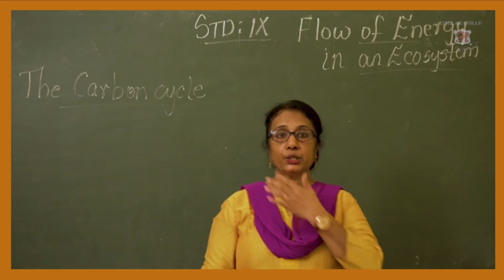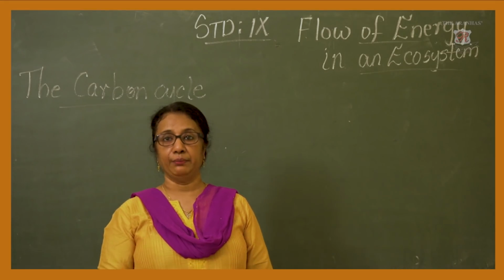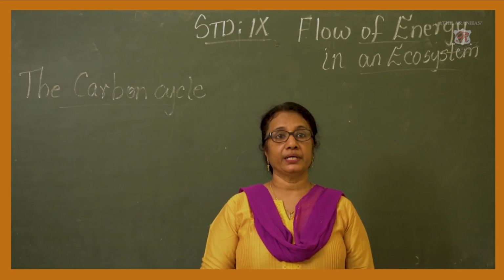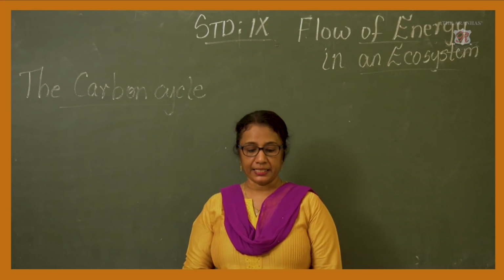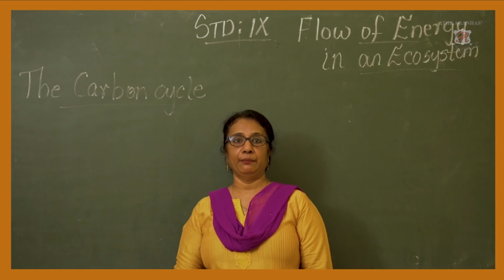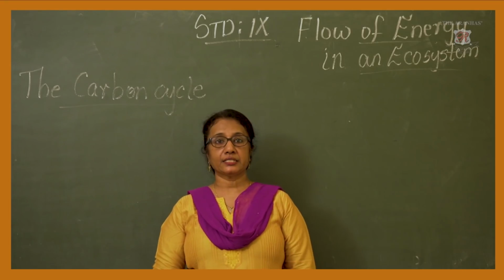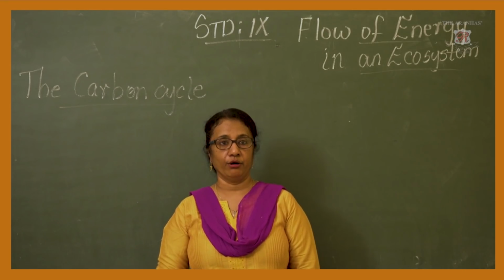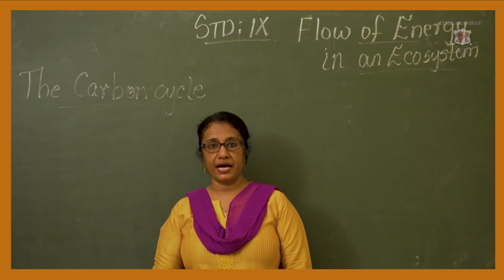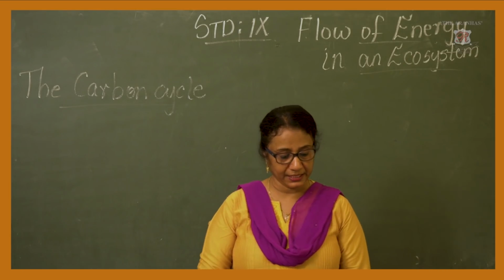Now we move on to the carbon cycle. Here I will write the carbon cycle. How will you define the carbon cycle? Let us see. The circulation and recycling of carbon from the atmosphere to the living organisms and after their death back to the atmosphere is called the carbon cycle. I repeat again, listen to the definition: it is the circulation and recycling of carbon from the atmosphere to the living organisms and after their death back to the atmosphere.